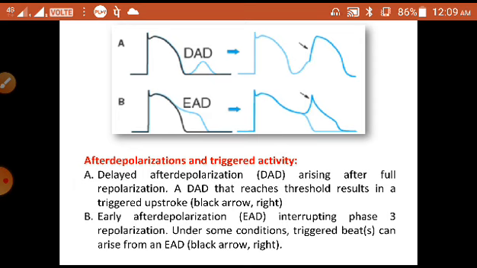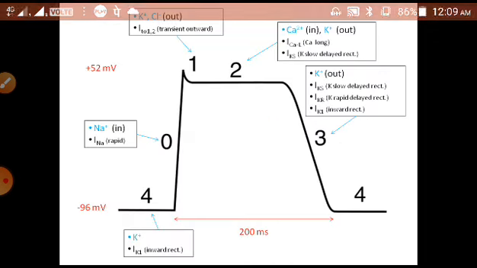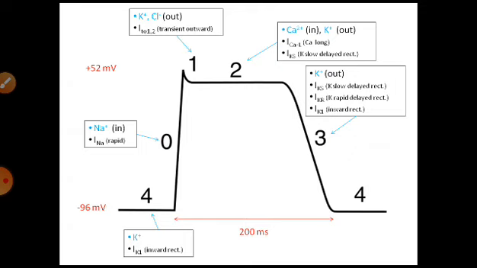So DAD and EAD, these are the two conditions created. And why does this happen? This can happen for any reason. Maybe some other tissue has started generating the impulse, or maybe some extra calcium load has been created, or maybe some inflammatory conditions are there. So for any reason, DAD and EAD can be generated. Here also you can understand similarly: phase 0, phase 1, 2, 3 and phase 4.